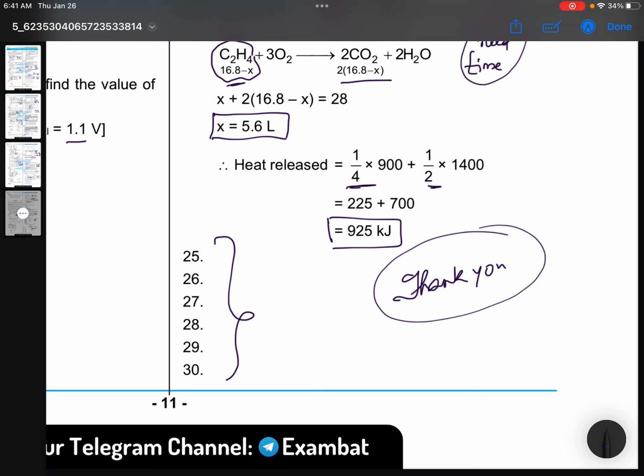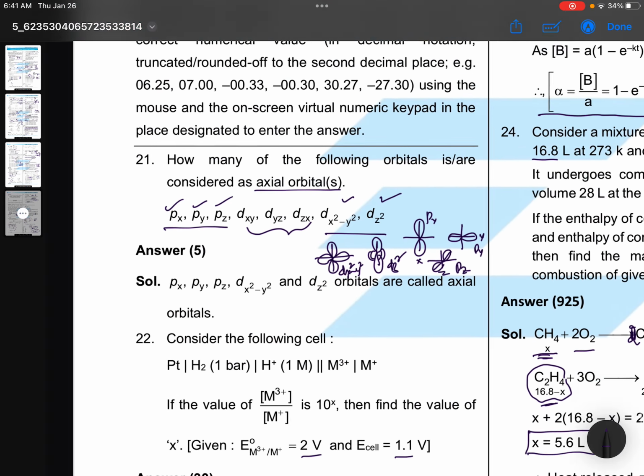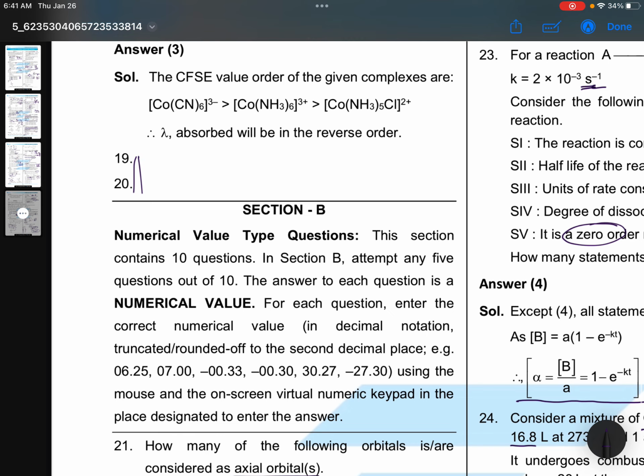Overall the question paper is not bad. Easy paper only. Overall easy to moderate. 2-3 questions are there, you can very comfortably leave. But we don't know all these. 6 questions here and 2 questions here. 8 questions we need to check.